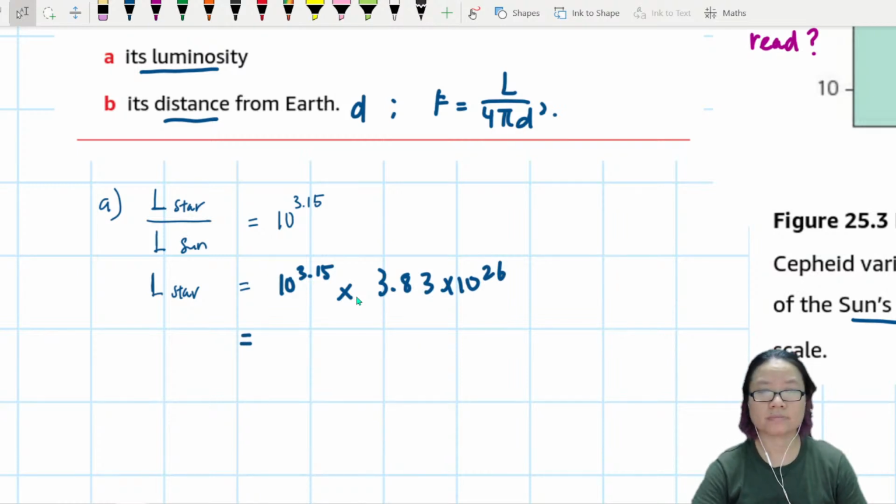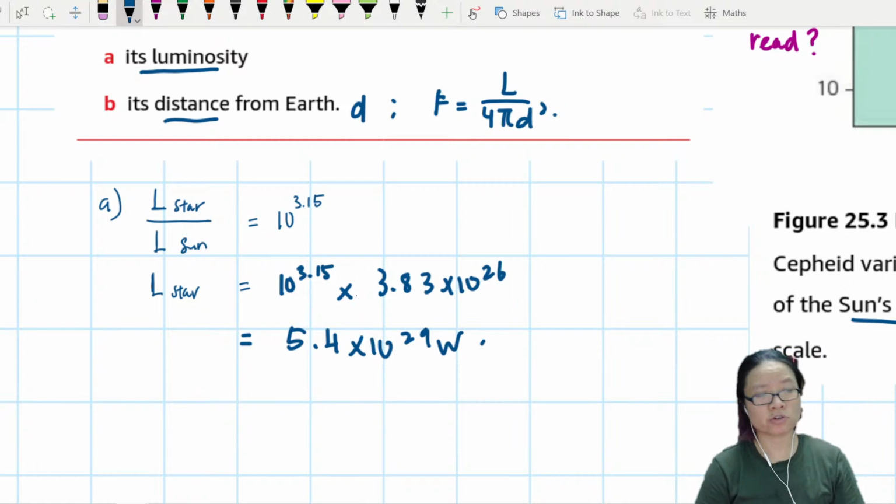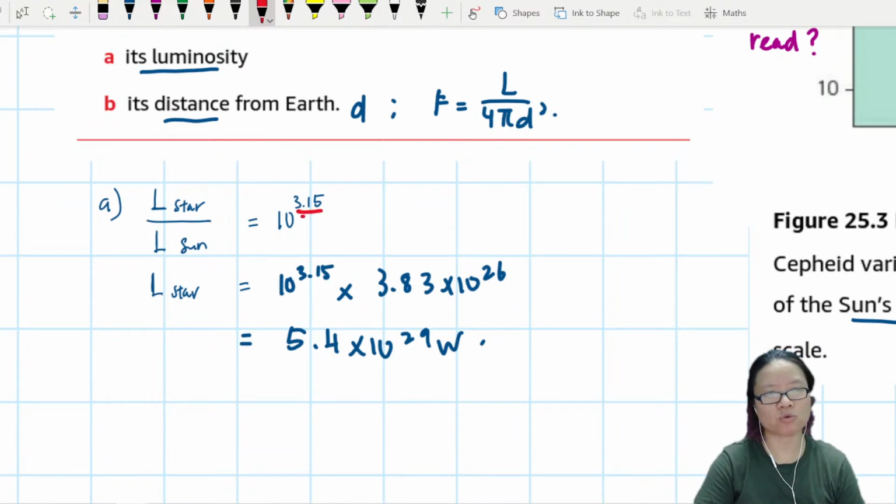Okay. So 3.83, 26. So I got 5.4. It's not 3.15. Is it 3.25? So I got 3.4. No, 5.4 times 10 to the power 29 watt. So this is the closest version of the answer that I can get that is still within reasonable estimation. But the question here is just how to estimate this.